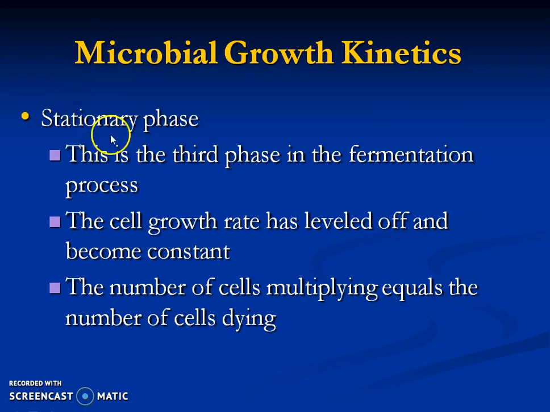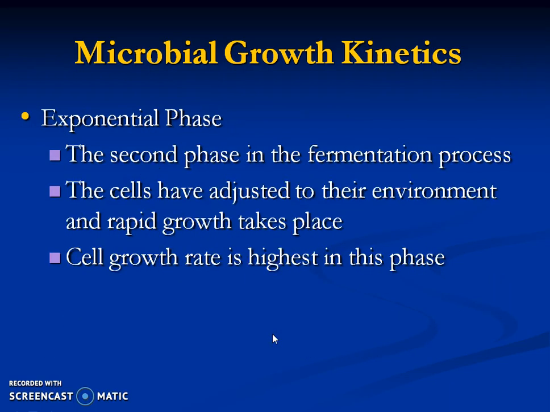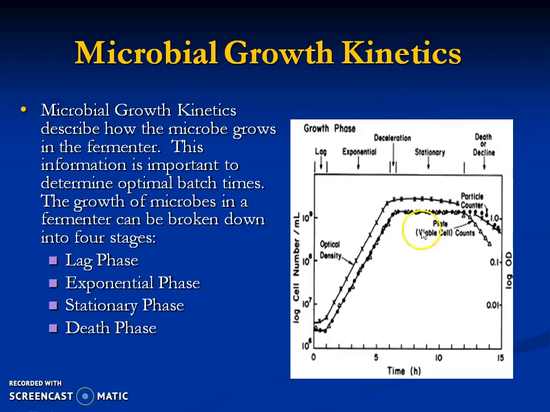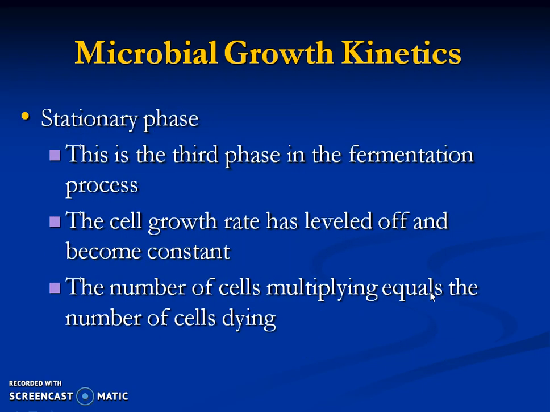Then follows the stationary phase, which is the third phase in the fermentation. As the name suggests, during the stationary phase the number of cells multiplying equals the number of cells dying. If you look into the graph, during the stationary phase there is a plateau parallel to the time axis, which indicates that there is no significant increase in the cell number.